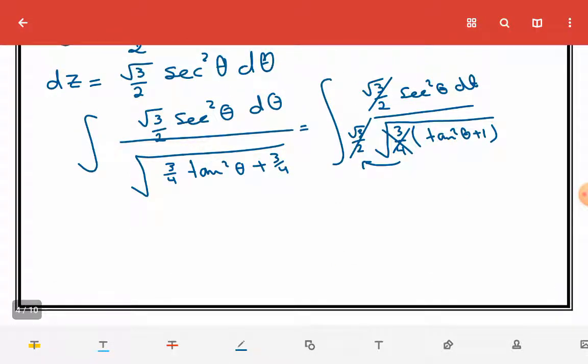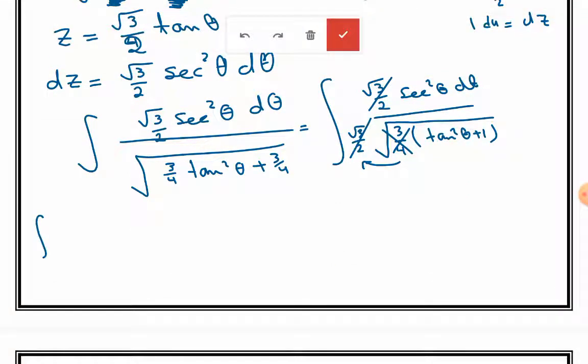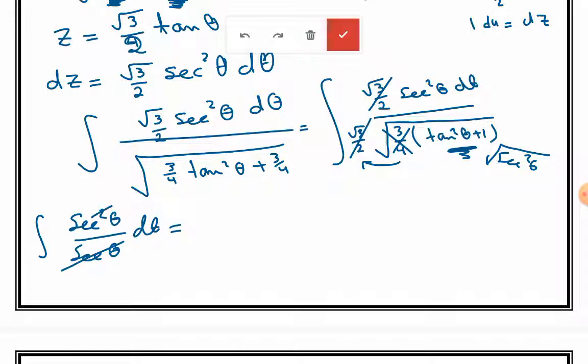And the next step will be the integral of secant squared theta over secant theta. Why? Because tan squared theta plus 1 is secant squared theta. What's the root of secant squared theta? It is secant. So we have in the denominator secant theta, and when we have secant squared theta over secant theta d theta, we can cross out secant with secant squared, and the remaining is the integral of secant. And the integral of secant is so easy.